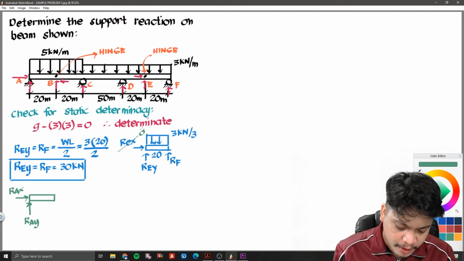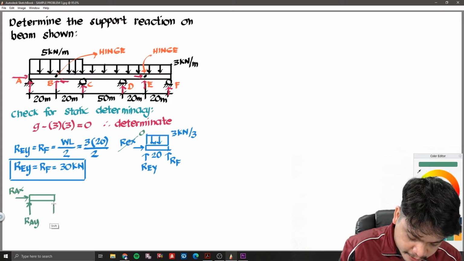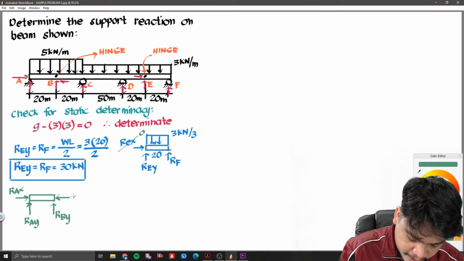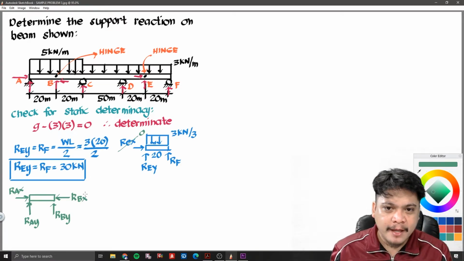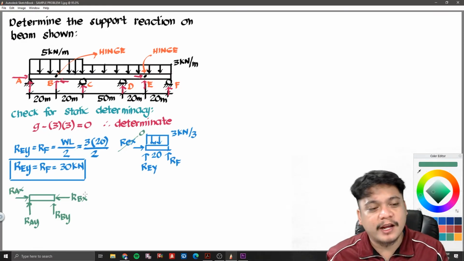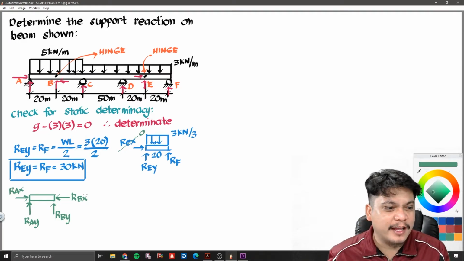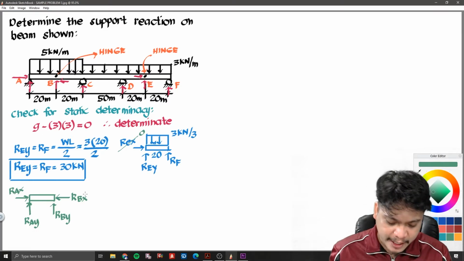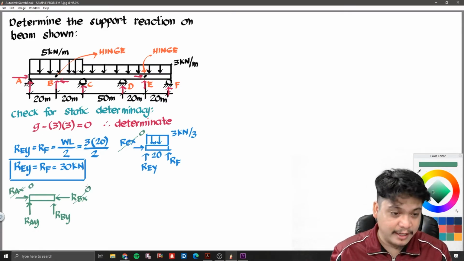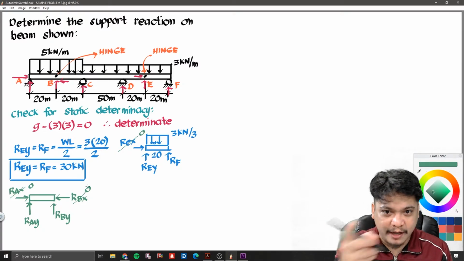Next. For this one, meron din ako ditong RBY. Okay? And then, meron ka rin ditong RBX. Okay? Pero wala ka naman kasing any horizontal loading. So, ibig sabihin, kung wala kang any horizontal loadings, that would become equal to 0. So, lahat ng reactions mo dyan, automatic na mag-0, no? Kasi wala ka namang nire-resist on that directions. So, dun sa X direction, wala na.